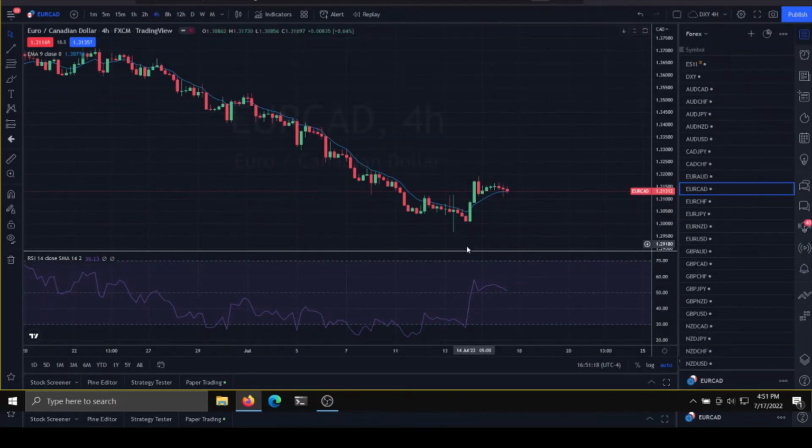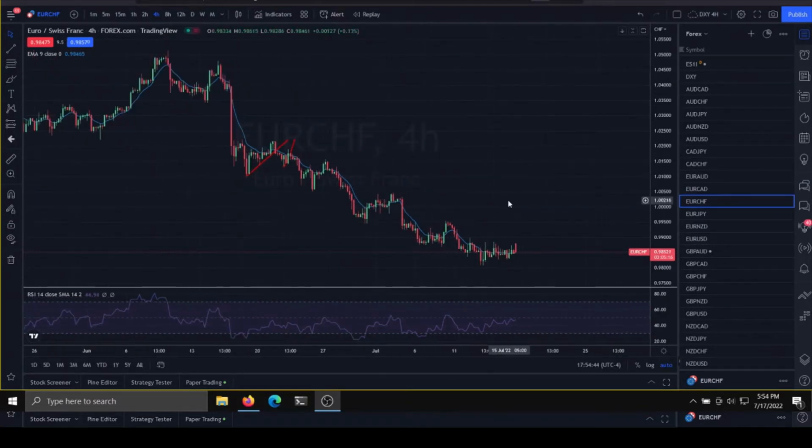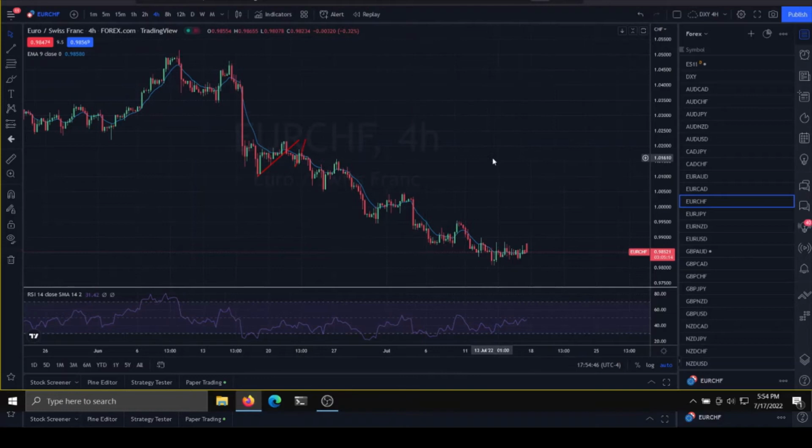Got an impulse, correction. Same with the Euro Aussie. If it breaks this top, you might get a buy, even if it's short term. Euro Chief in the 4 hour chart. You could be getting a setup here for upside. 1, 2, 3. Or it breaks down past this structure level. Maybe you get a short scalp to the downside.